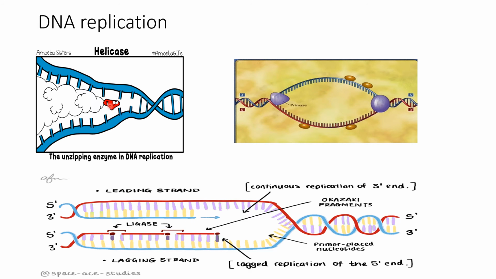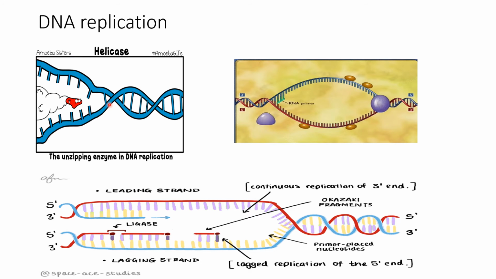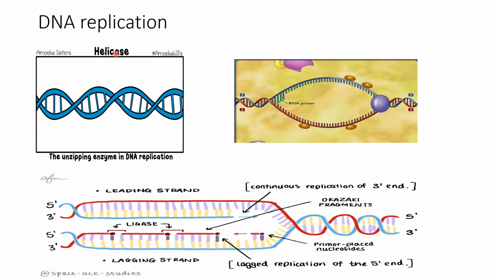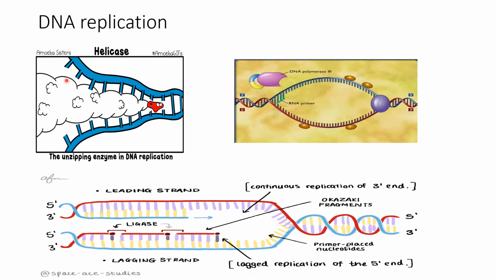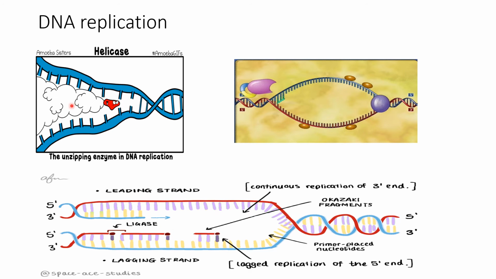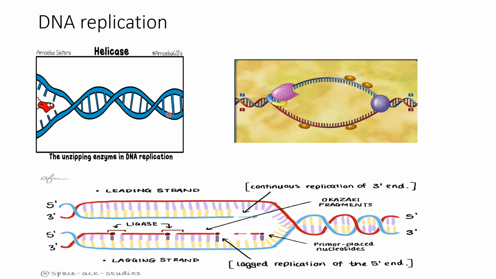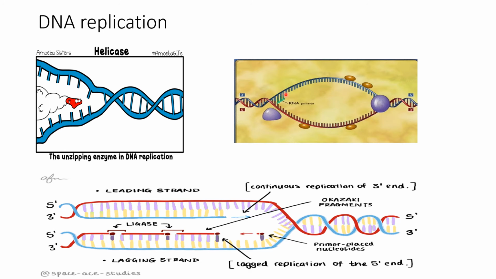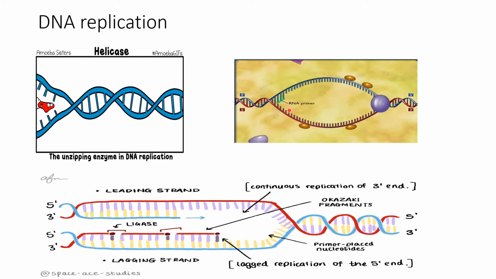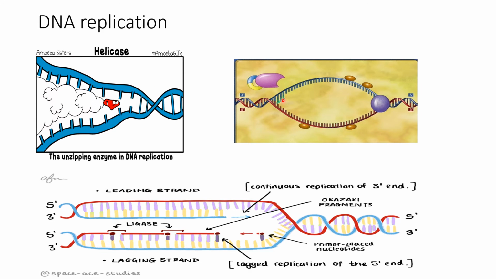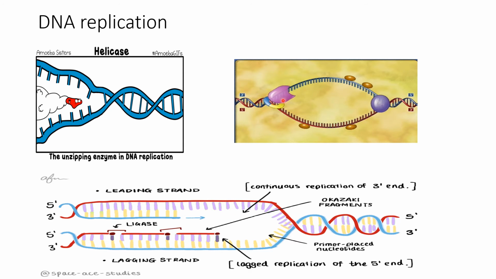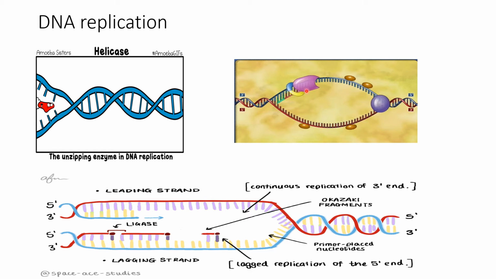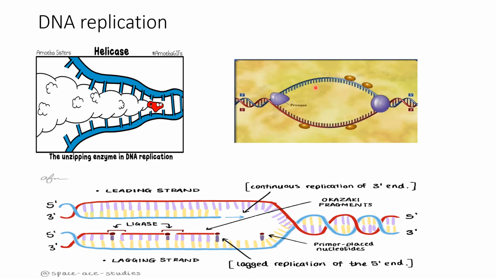DNA replication starts with the breaking of hydrogen bonds between the two strands by the helicase enzyme. See this picture. The helicase enzyme is breaking the hydrogen bonds between the two strands. After breaking these hydrogen bonds, the RNA primer will initiate the replication process. After the RNA primer initiates the replication process, DNA polymerase 3 will add the nucleotides continuously.